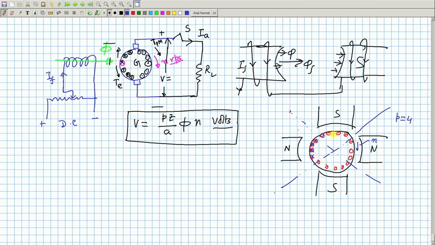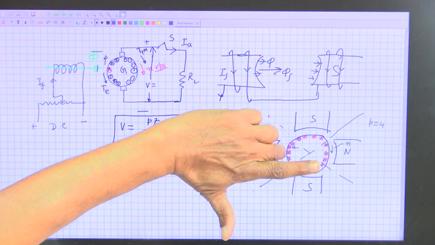Whichever conductors are under the south pole will have a dot. Similarly, these conductors are cross, and these conductors once again dot. Then how will the torque be produced? I take any conductor here, suppose this conductor. Pay attention to this. What is the force it experiences? B, I and L.